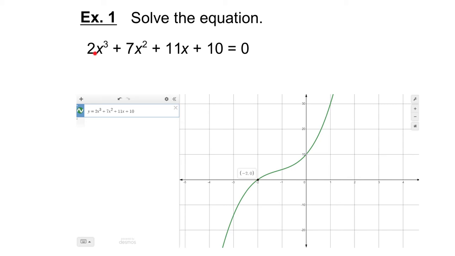Now remember, we want to know the value of x that will make this equation equal to 0. Well, when the equation is equal to 0, y is equal to 0. So we're looking for the x-intercept. So all you have to do is click where the function crosses the x-axis, and Desmos will tell you the coordinates of that x-intercept. So I can see x is minus 2 when y is 0. So to solve this equation, all I have to say is, well, x equals minus 2. Easy.